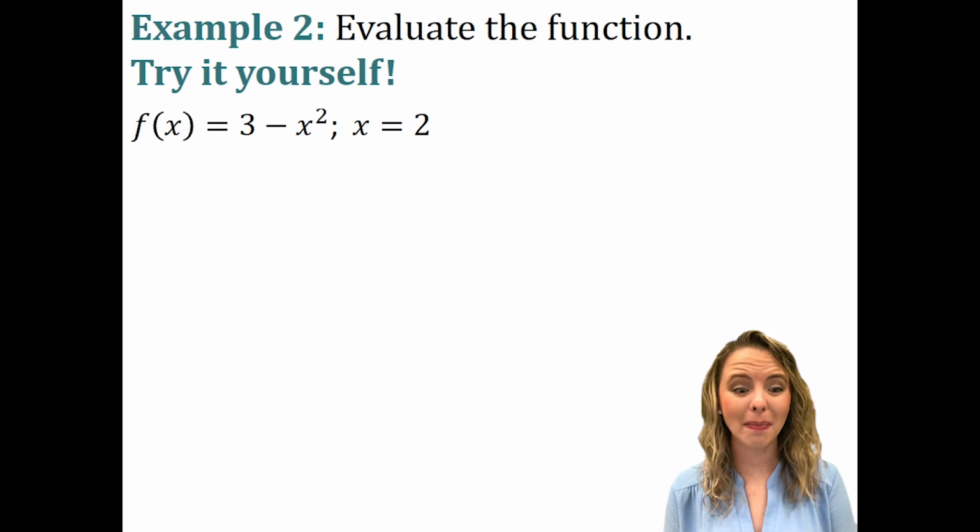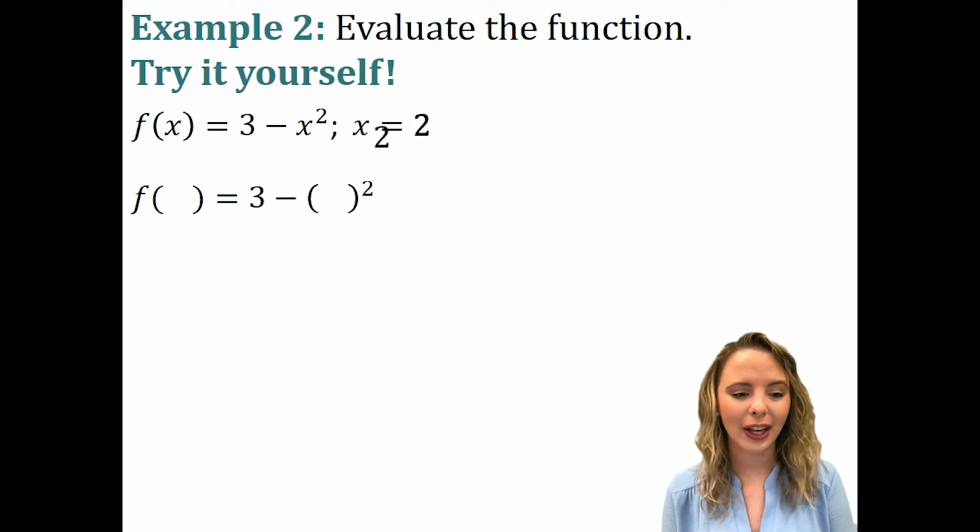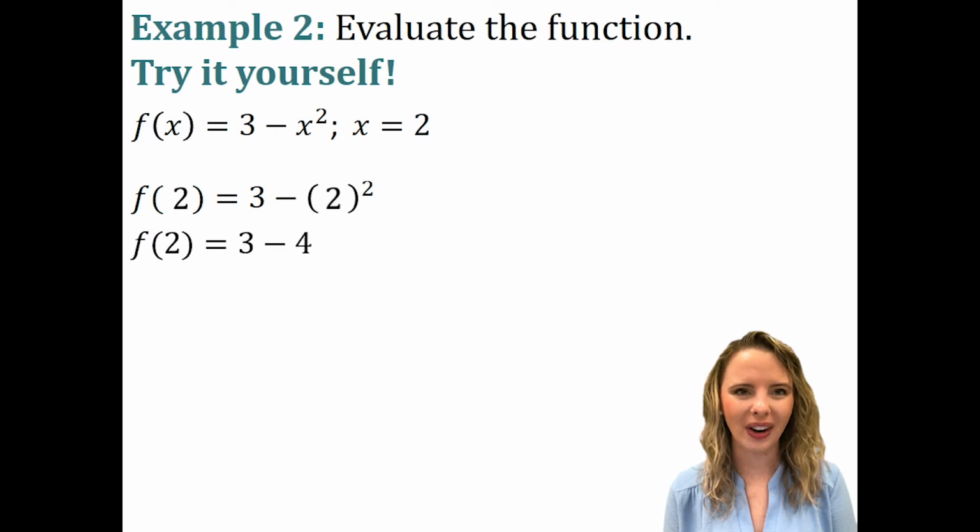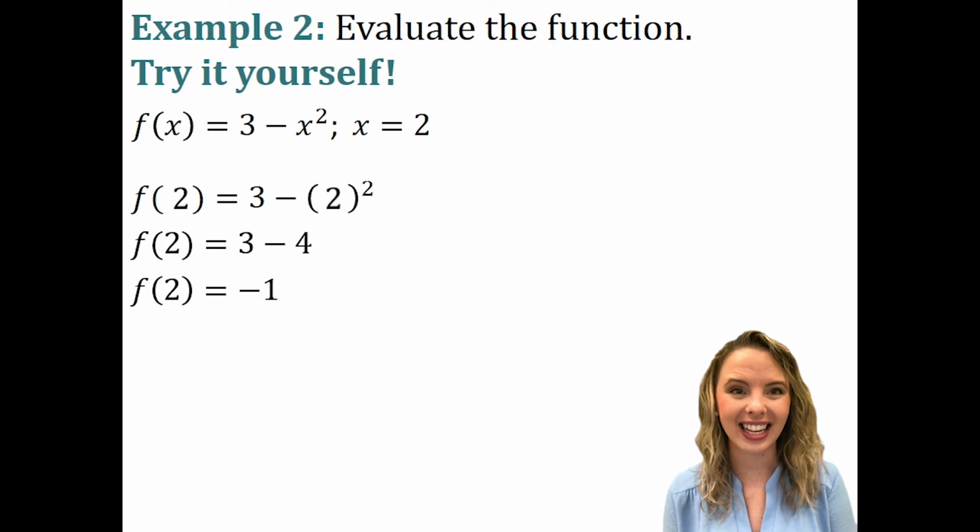All right, time's up. Everywhere we see an x, we need to place our value that we are evaluating, which is 2. So f of x is now f of 2, and 3 minus x squared is now 3 minus 2 squared. 2 squared is 4, and 3 minus 4 is -1. I hope that's the answer you got as well.